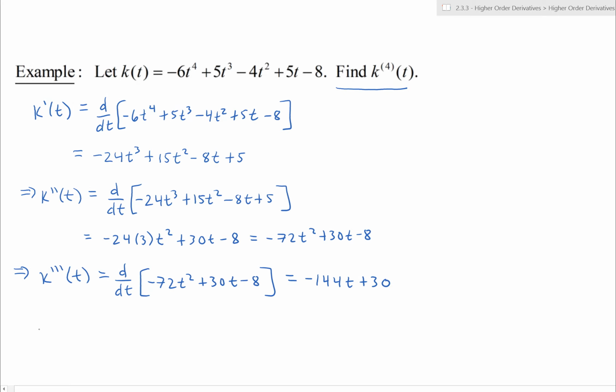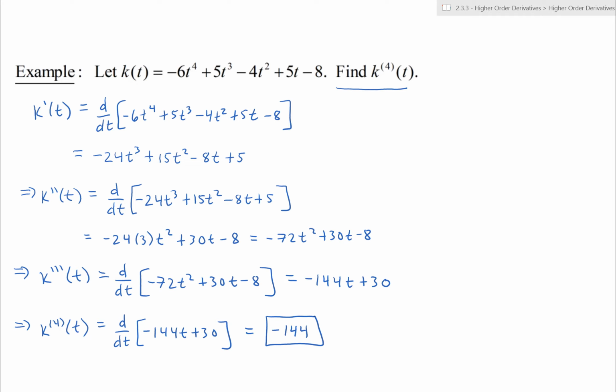And finally, we're going to get the fourth derivative here. Fourth derivative of k with respect to t is going to be the derivative with respect to t of the third derivative, negative 144t plus a 30, and we end up with just negative 144. So the fourth derivative of this fourth degree polynomial in this case is just the constant, negative 144. And there you have it.